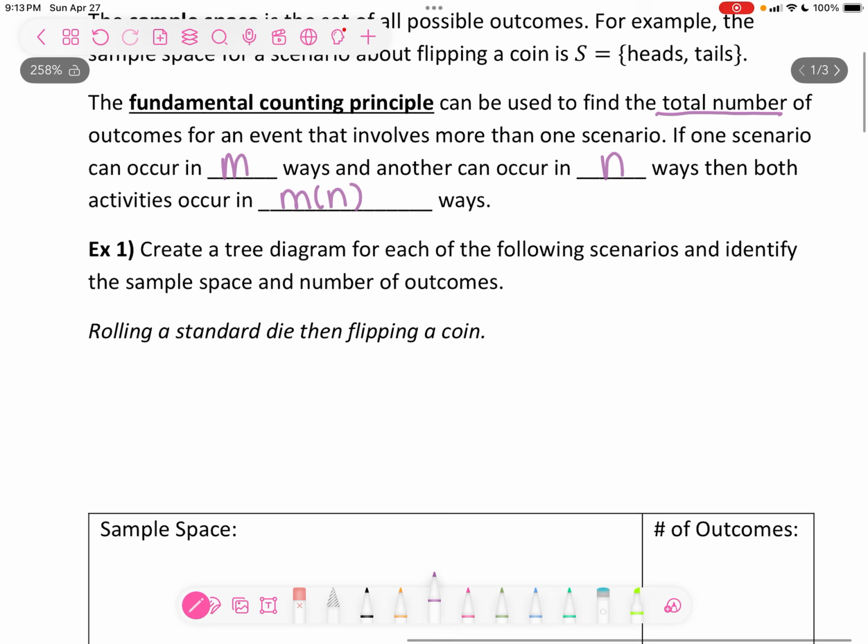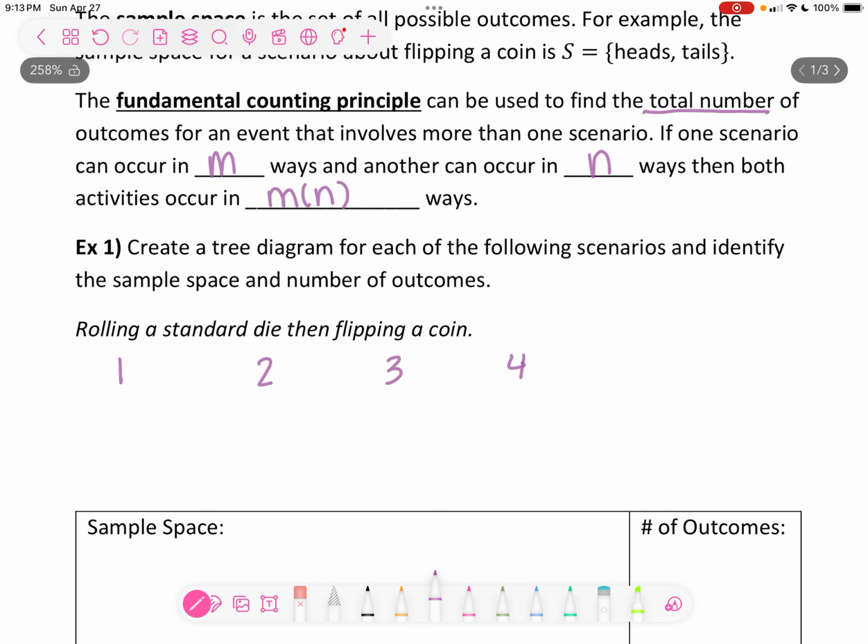All right, example 1. Create a tree diagram for each of the following scenarios and identify the sample space and number of outcomes. So we're going to do a tree diagram for the scenario: rolling a standard die, then flipping a coin. When you roll a standard die, and if you don't know this, hopefully you'll learn about this in class, it has 6 sides. The numbers 1 through 6 are on the sides. So when you roll it, you have 6 choices. You can roll a 1, a 2, a 3, a 4, a 5, or a 6. So the first event is rolling that die, and those outcomes are the numbers 1 through 6.